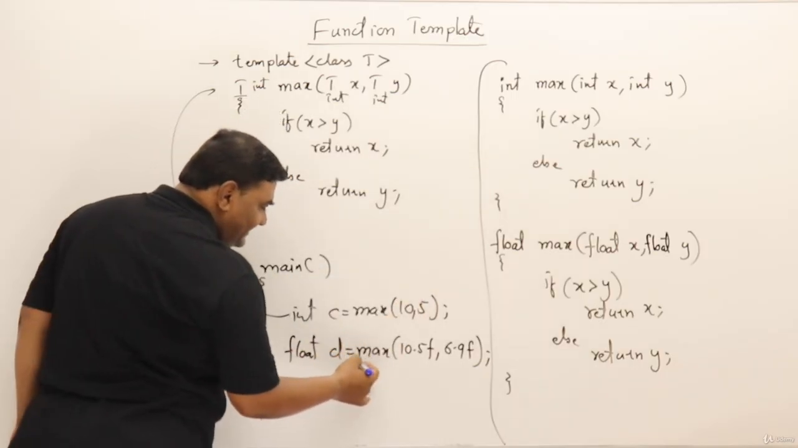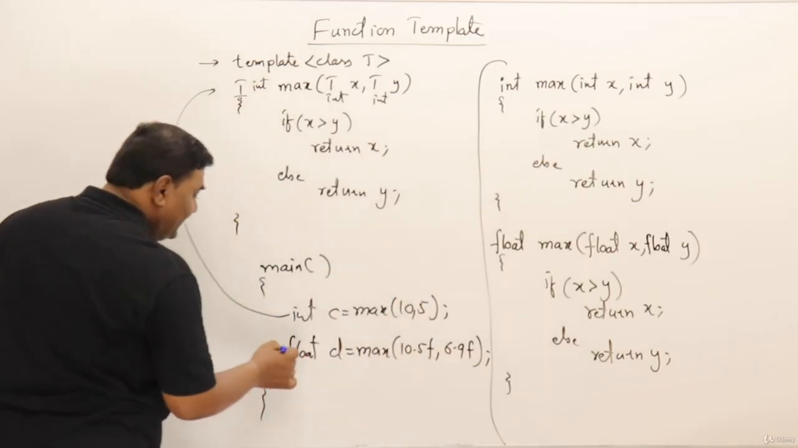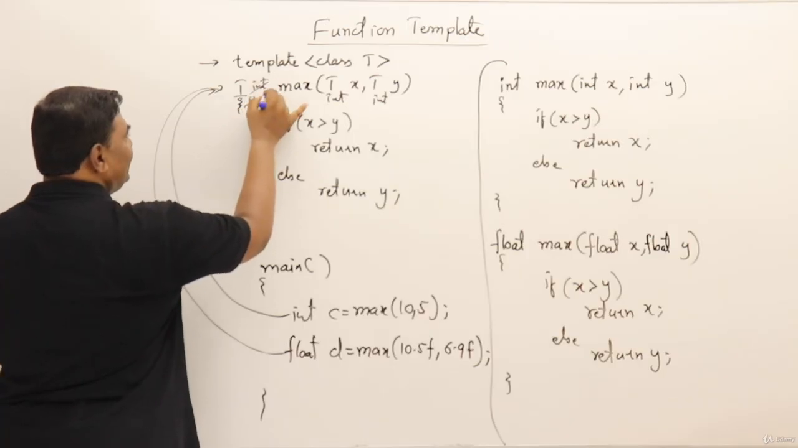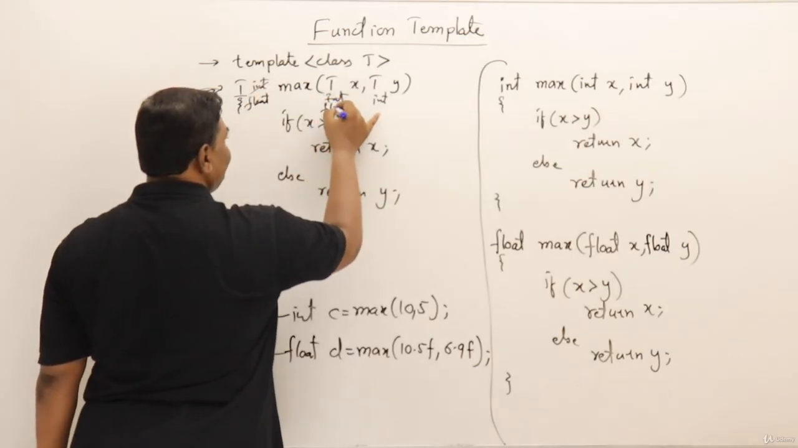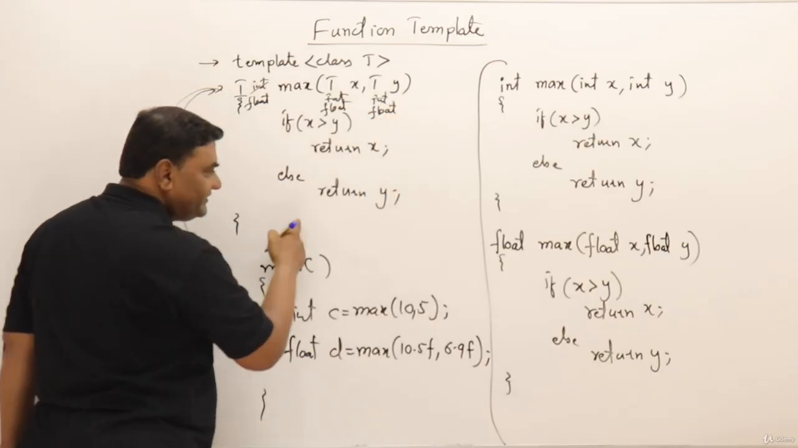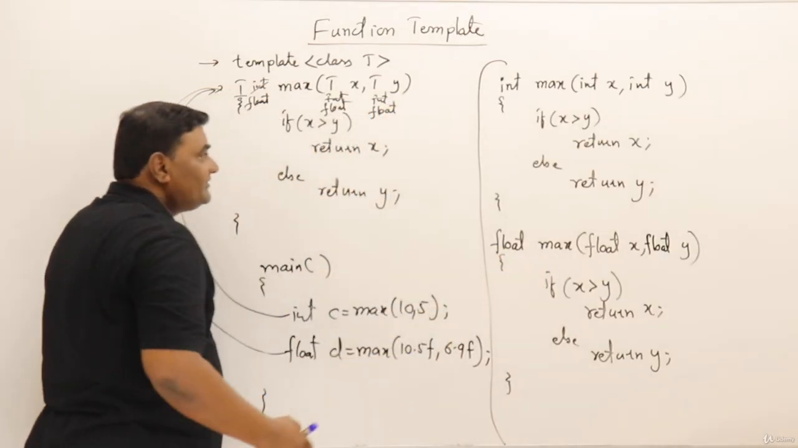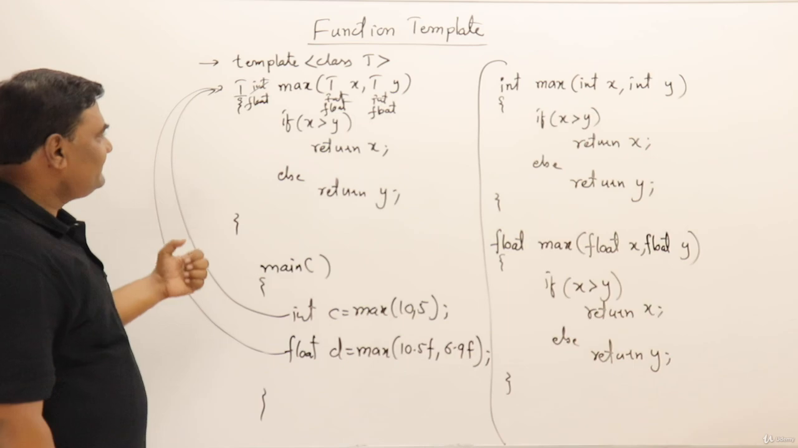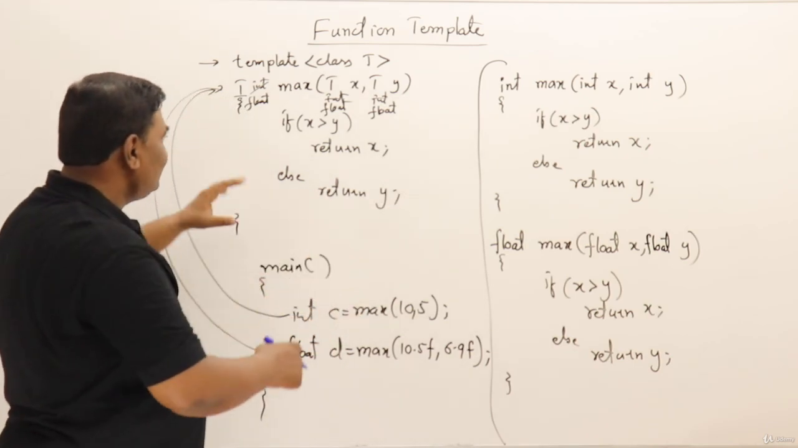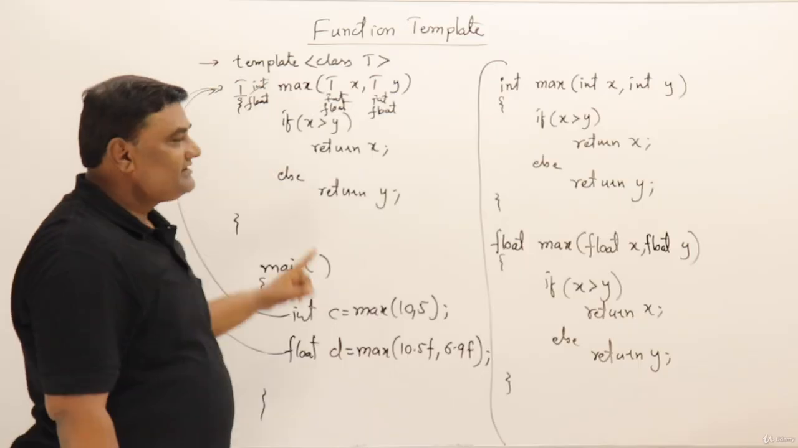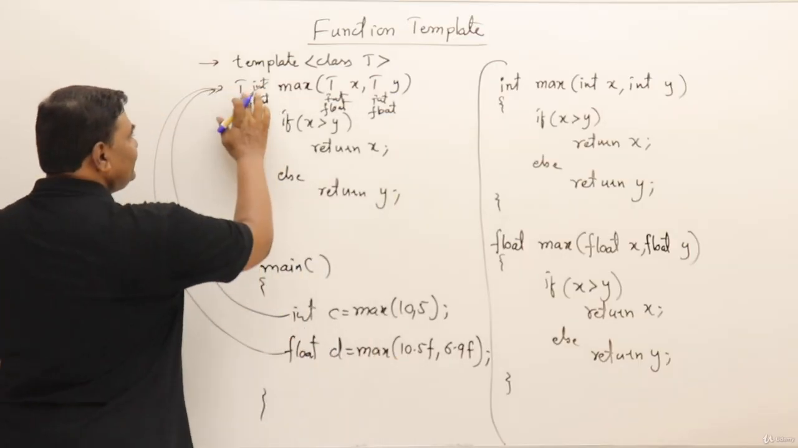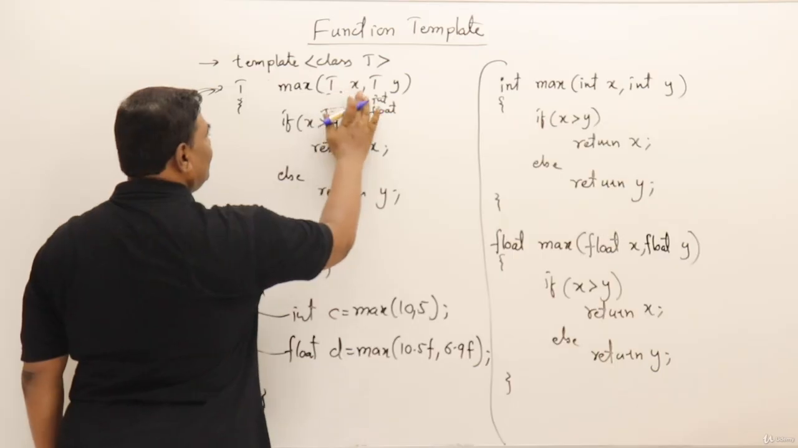And when I say d assign max of these values, again the same function is called, and this time T becomes float. So the same function works as float, and this works as this version. So the benefit of function template is that I can write multiple functions together as a single function, where there is a difference in the data type. So I'll just remove this, you can see it clearly.